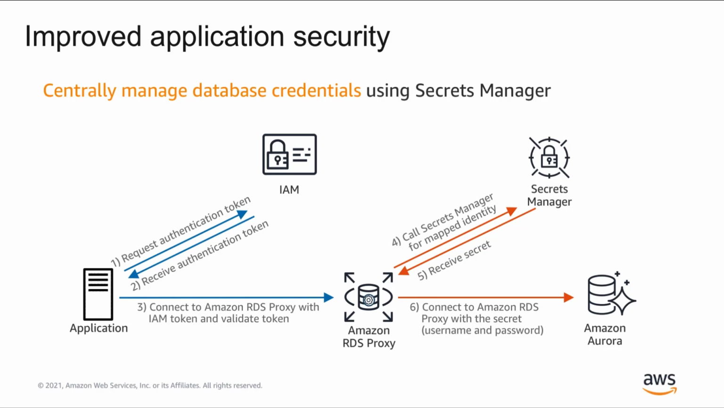I want to briefly explain how IAM authentication works. First, your application gets the authentication token from IAM. Using that token, your application makes a connection to RDS Proxy. Once that is validated in RDS Proxy, as mentioned previously, RDS Proxy will retrieve the secrets from Secrets Manager and connect to the database. By using this technique, you can enforce strong IAM authentication requirements for your database.